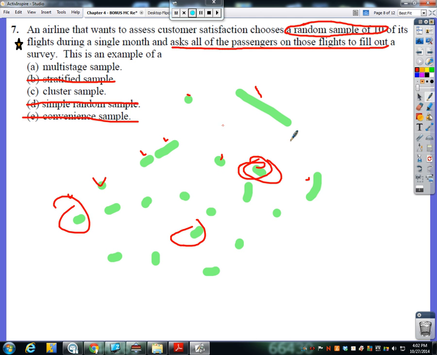Cluster was whenever we had groups, we selected some of the groups and then we took all of those. And that's really what's happening here with our cluster. Some of you might be asking, what's a multi-stage sample? A multi-stage sample might be maybe you split them up into clusters and then simple random select from there. You could have a stratified cluster. It's basically when you're doing multiple things, a combination of things. And this really isn't that. This is just a cluster sample.